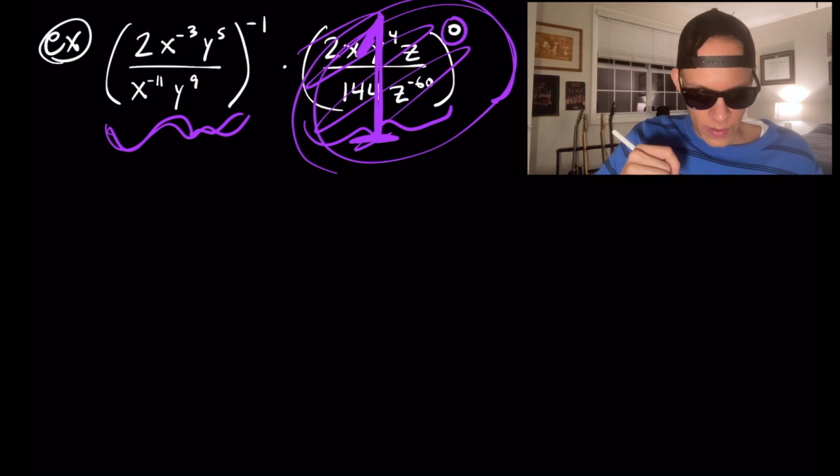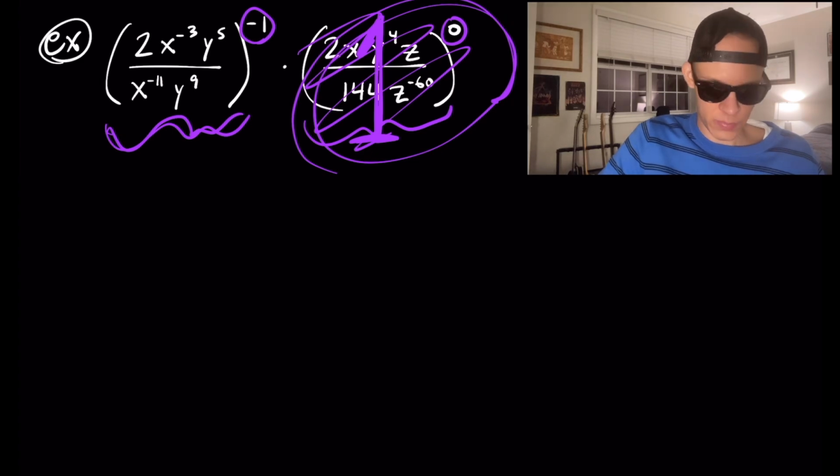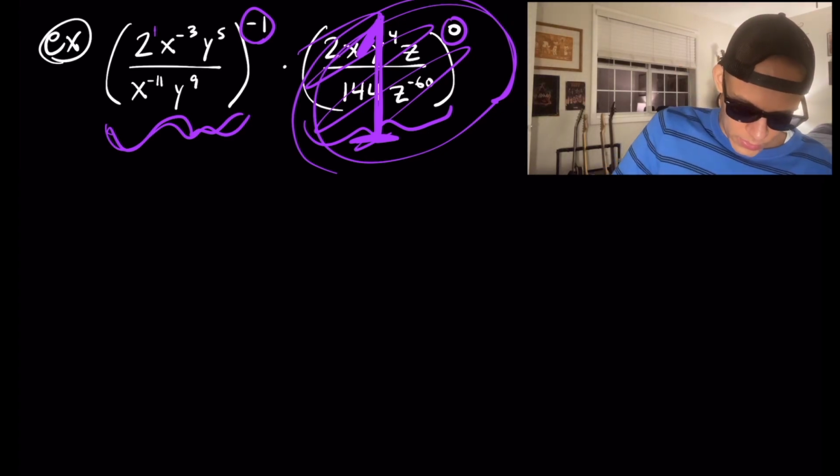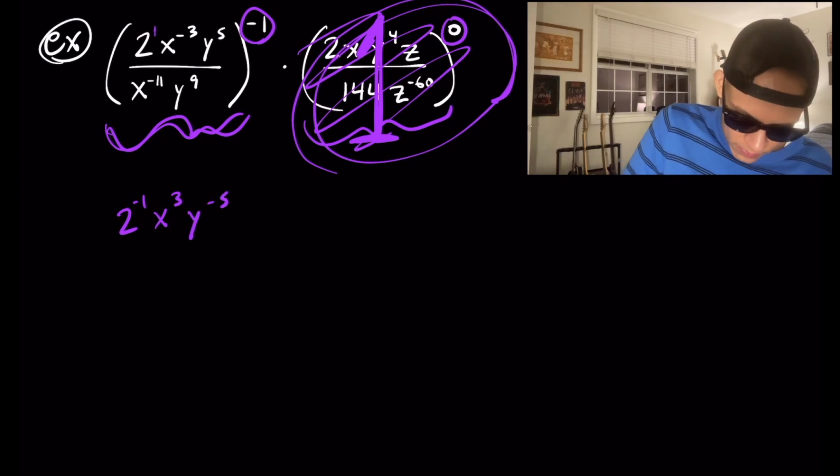We'll do power of a power, because that's what we've been doing. Might as well keep up with it. So I'm going to multiply this -1 times all of the exponents on the inside. Remember that 2 has an exponent of 1 because it's not written. So multiplying all of those exponents by -1 is going to give us 2 to the -1, x to the +3, y to the -5, all over x to the 11, y to the -9.